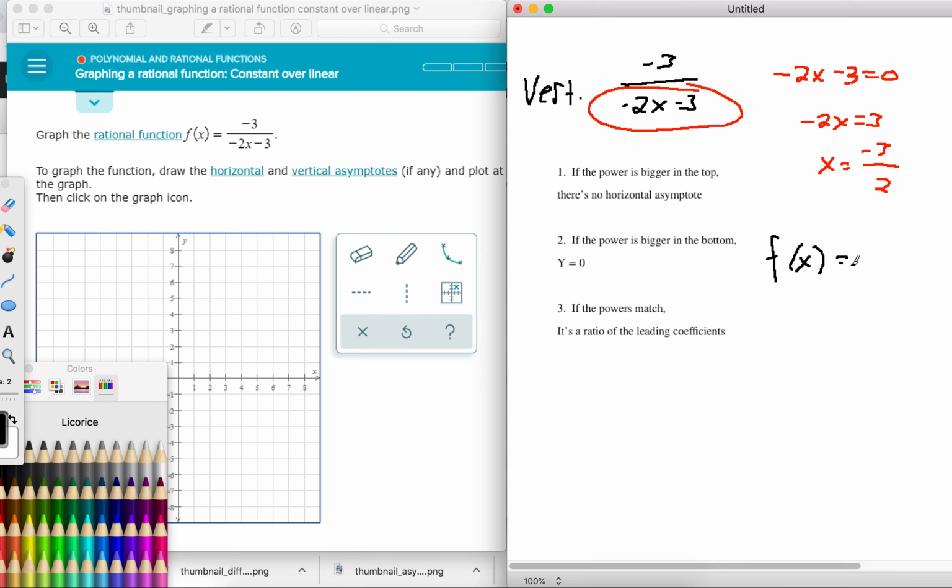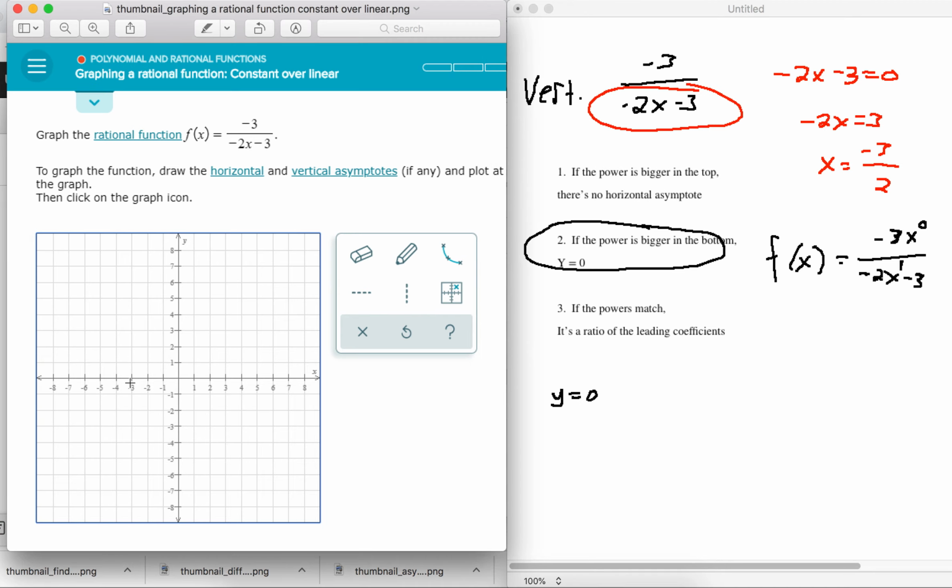Okay, so we get f(x) equals -3 over -2x minus 3. Now the power of x on the top is 0. It's x to the 0. Okay, you can put an imaginary x to the 0 because that's just 1. That doesn't change anything. The power of x on the bottom is 1. So the power is bigger in the bottom. So that means y equals 0 is going to be our horizontal asymptote. So you draw a line going straight across this way.